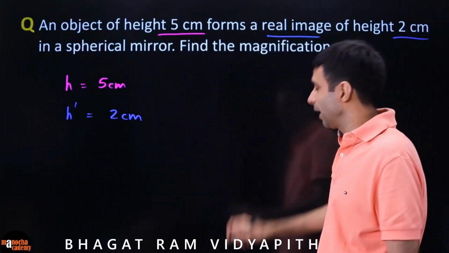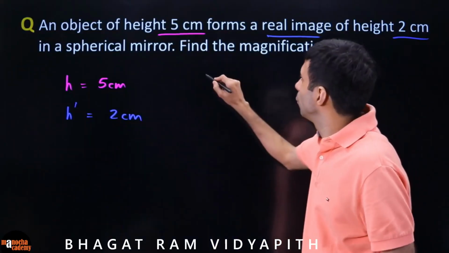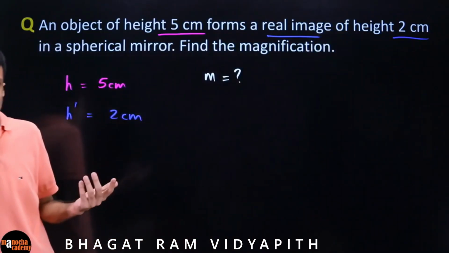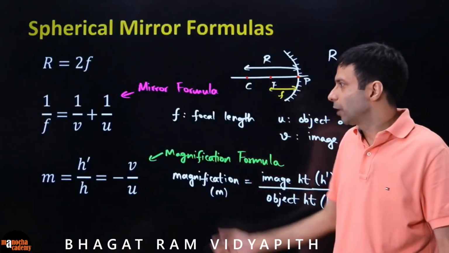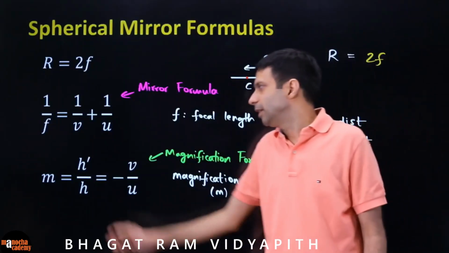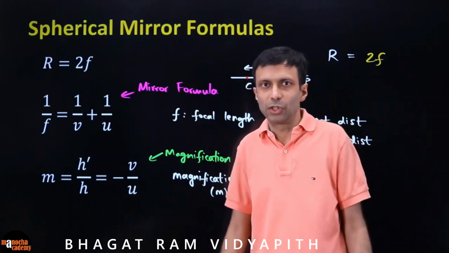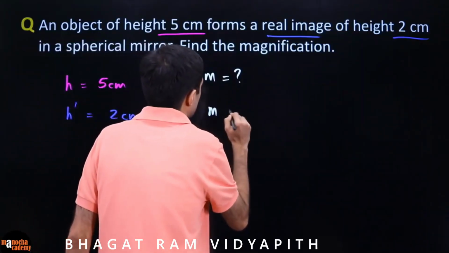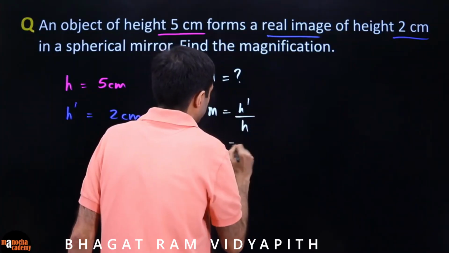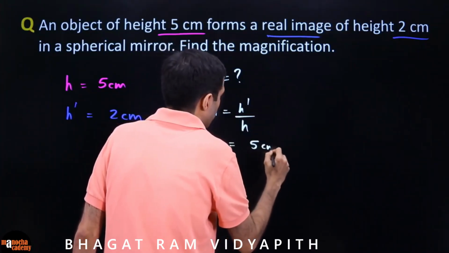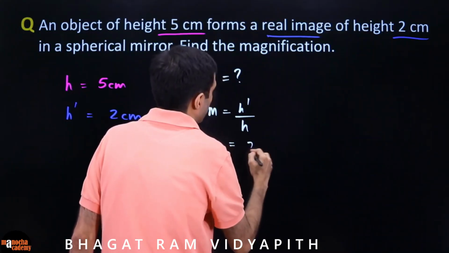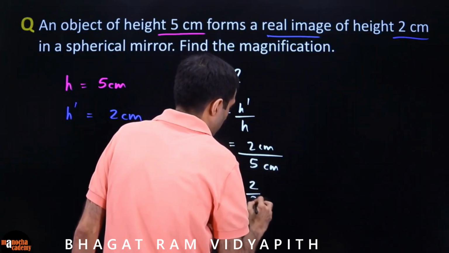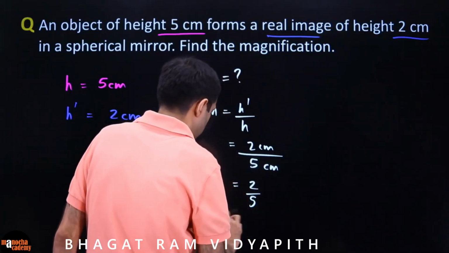And now the question is find the magnification. So we need to find what is the magnification here. If you guys remember, what is the formula for magnification? We are going to use that simple magnification formula. m is h dash by h. So that's it. We'll just go ahead and use it. Let's substitute the values here. Magnification is h dash by h, 2 centimeter by 5 centimeter. So 2 by 5, which is magnification is 0.4.